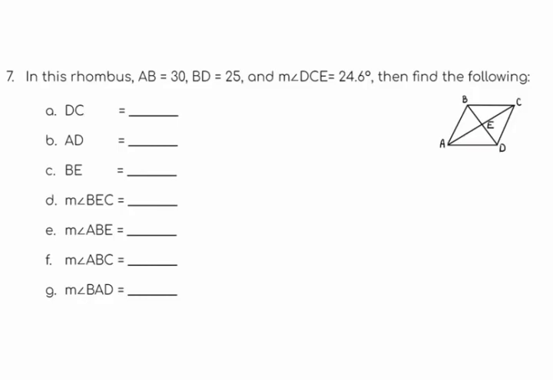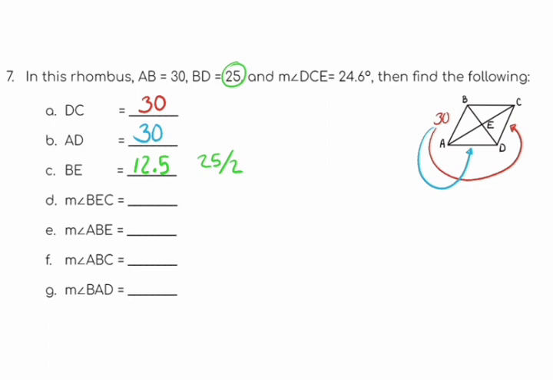Now we're going to deal with properties of the rhombus. Since all the sides of a rhombus are equal, DC is also 30. AD, also 30. BE is half the diagonal BD, so half of 25 is 12.5. The diagonals of a rhombus form a 90-degree angle, so BEC, 90 degrees. Measurement of angle ABE is, let's wait on that one. Measure of angle ABC, let's wait on that one too.